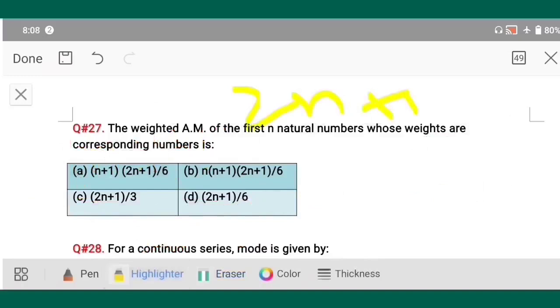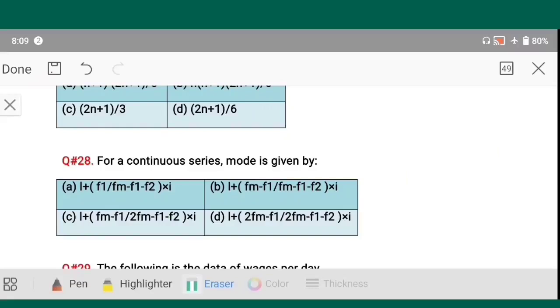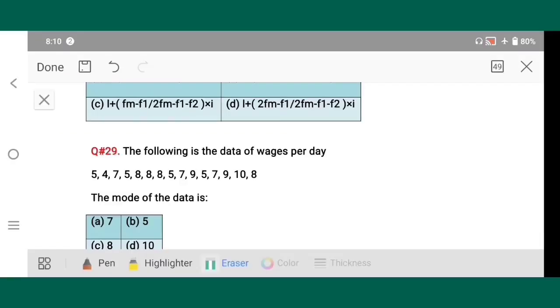2n plus 1 divided by 3 is the right option. So this is the correct option. Question number 28. For a continuous series, mode is given by, we have 4 options. So here the correct option is shown.